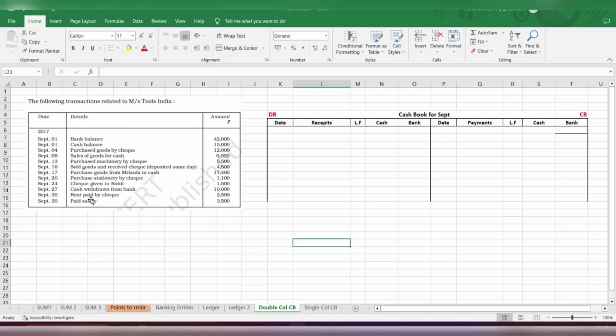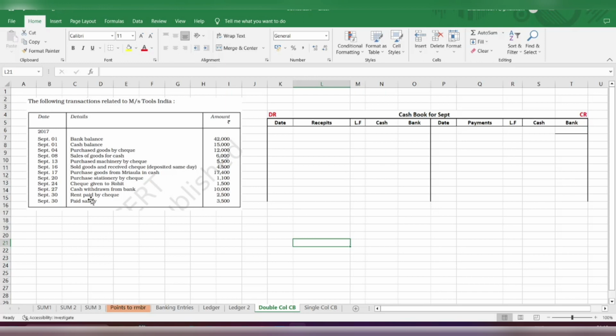Dated September 1, bank balance 42,000. September 1, cash balance 15,000. These balances are nothing but those brought down from the previous month, that is from August. Closing balance of the previous month will be the opening balance of our current month. So both the balances have been given.